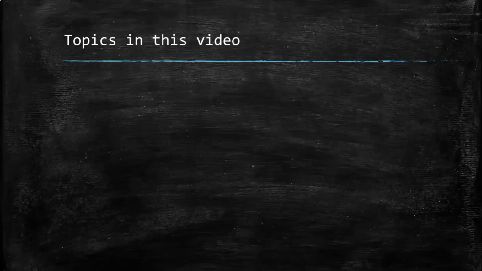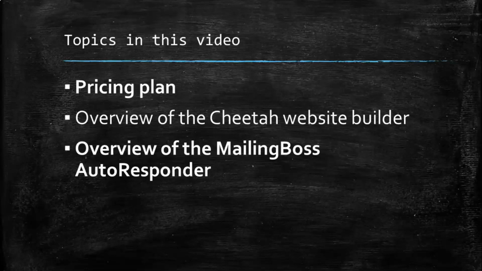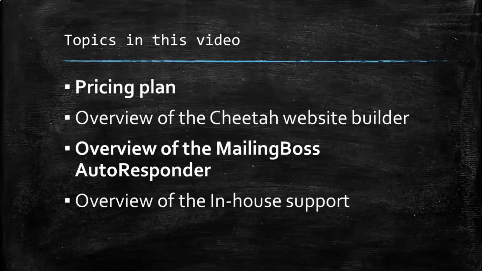The following topics will be discussed in this short video. It'll be unconventional, but I'll begin with the pricing plan because everybody wants to know how much they need to invest in this technology if they choose to do so. Then I'll give a quick overview of the Cheetah website builder. I'll talk about the Mailing Boss autoresponder. And lastly, something very important, and I know will be important for you too, what will be the in-house support that you'll be receiving. So let's go.